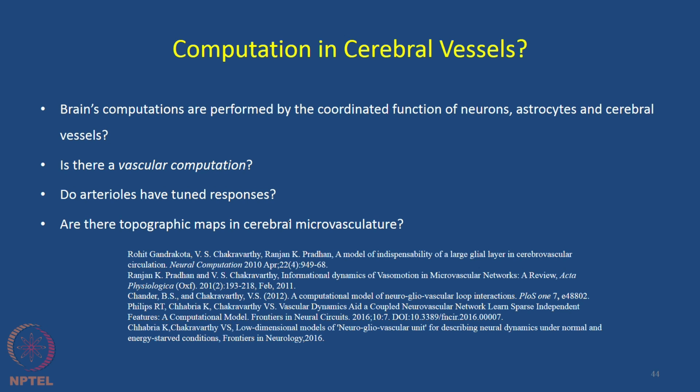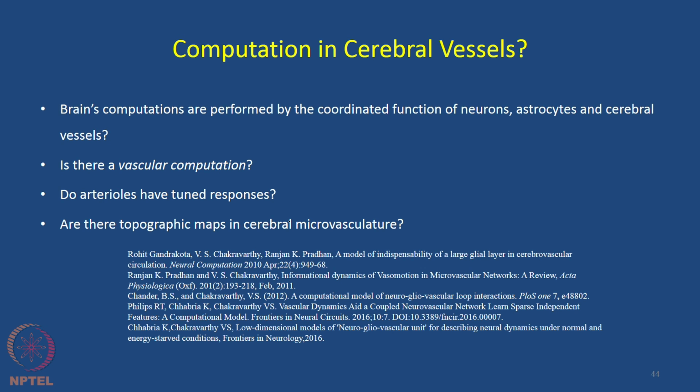So therefore, we also propose the concept of vascular computation. If all these three networks are working in tandem, then why do we say that neurons alone are processing information in the brain? Why can't we assume that astrocytes are also processing information, and more interestingly, cerebral microvessels are also processing information? So that information processing, we call it vascular computation.